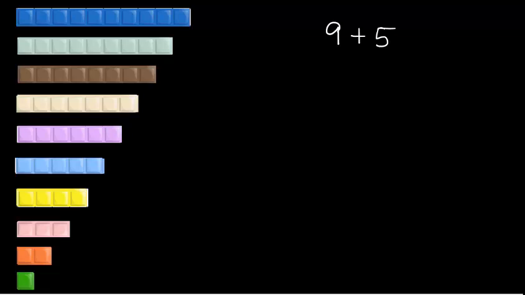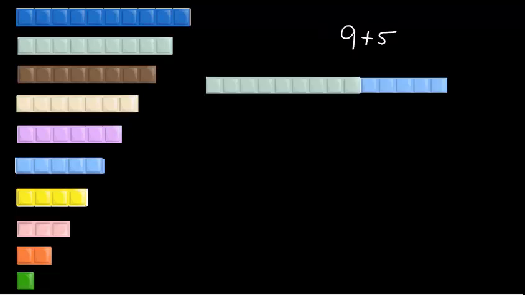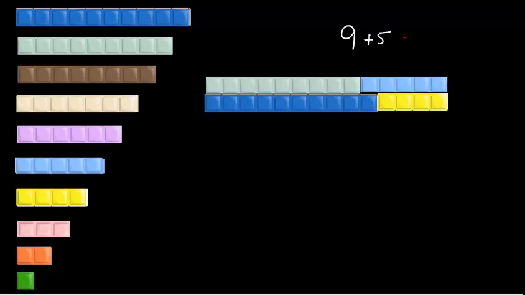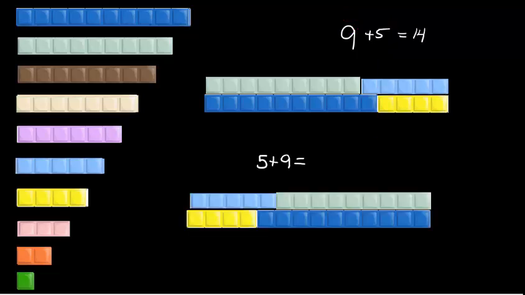9 plus 5. If we get those blocks, we can see we have a 9 and a 5. I want that 9 to become a 10, so I'm going to take 1 away from that 5, and we would have 10 and 4. So 9 plus 5 is the same as 10 plus 4. 9 plus 5 equals 14. Again, that 9 is taking 1 away from the 5, so that becomes a 10. 10 and 4 is 14. And because of the commutative property of addition, 5 plus 9 is also 14.